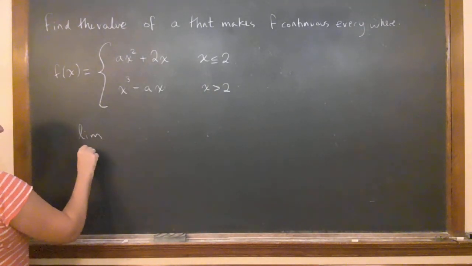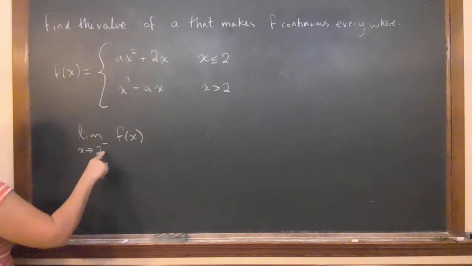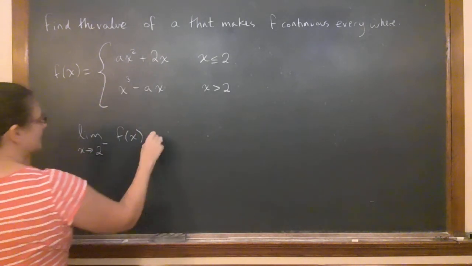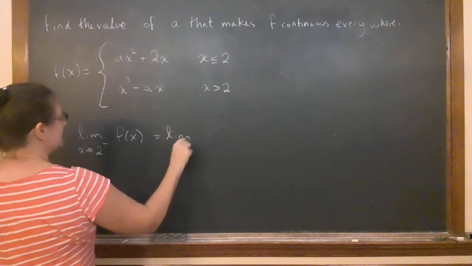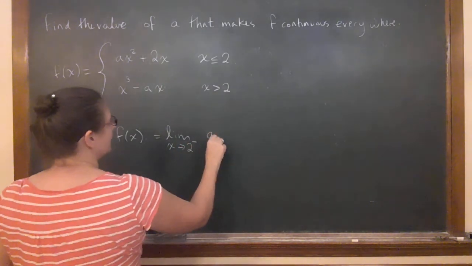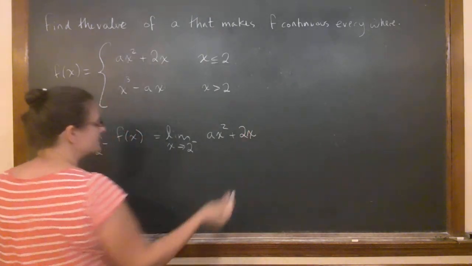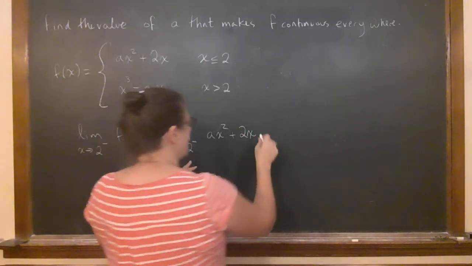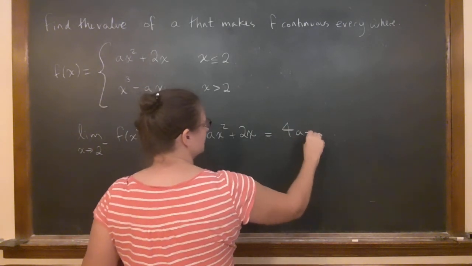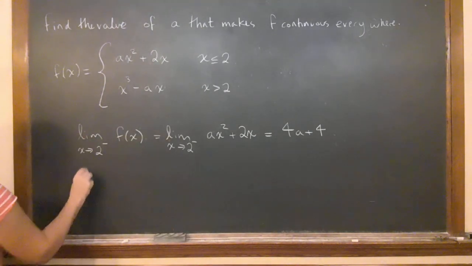If I'm going to 2 from the left, that means I'm looking at values less than 2, so that's going to be this first part, right? So that's going to be the limit as x goes to 2 from the left of ax squared plus 2x. And of course, I put in 2, right? So then I'm going to get 4a plus 4. X goes to 2, a goes along for the ride.